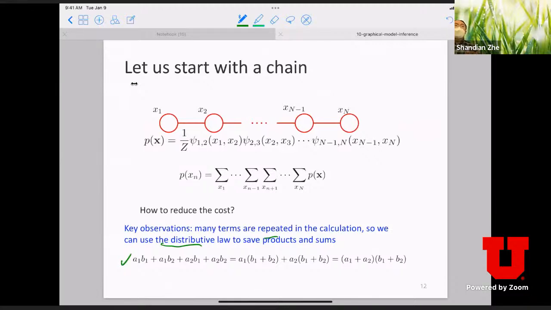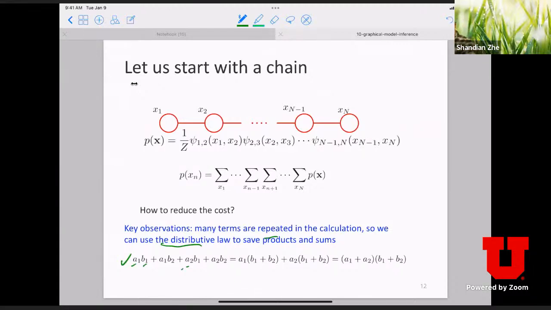Suppose you are summing over the value configurations of two variables. Variable x1 might take two values, a1 and a2, and variable x2 can take two possible values, b1 and b2. If you just naively enumerate all possible configurations, you do a1 b1 plus a1 b2 plus a2 b1 plus a2 b2. We get 4 products and 3 summation operations. But from here, we see that b1 is repeatedly showing up, and so is b2, and so are a1 and a2.